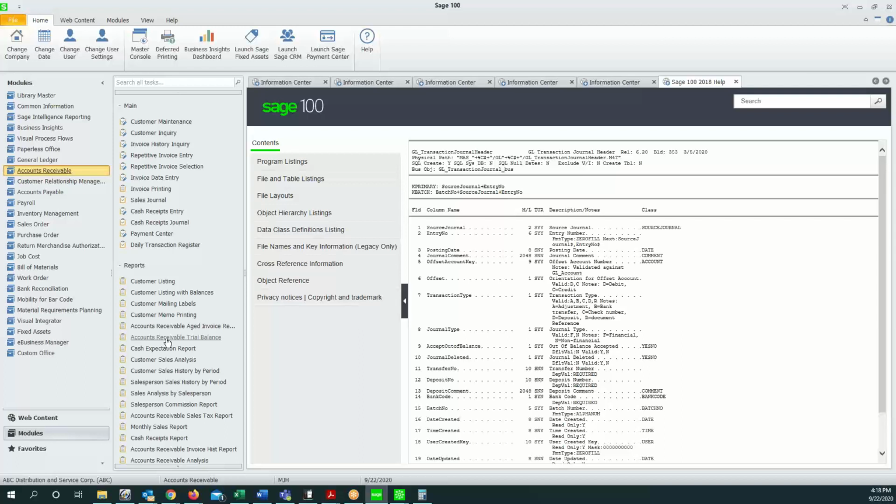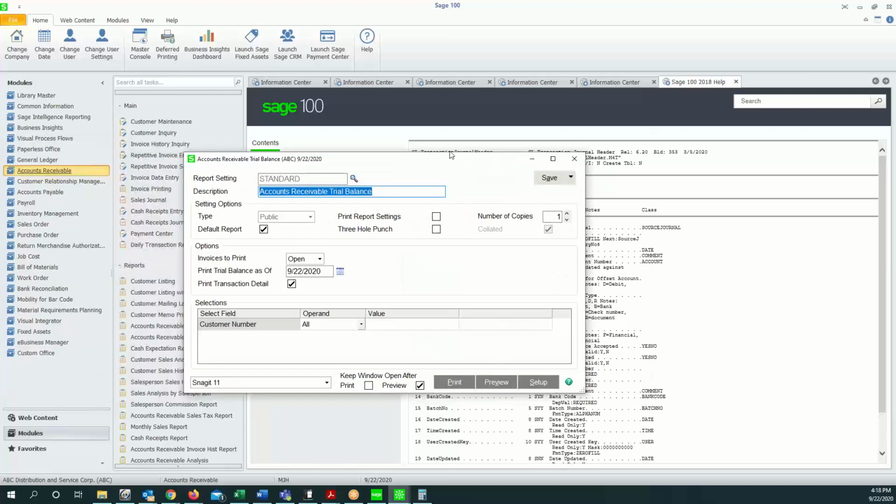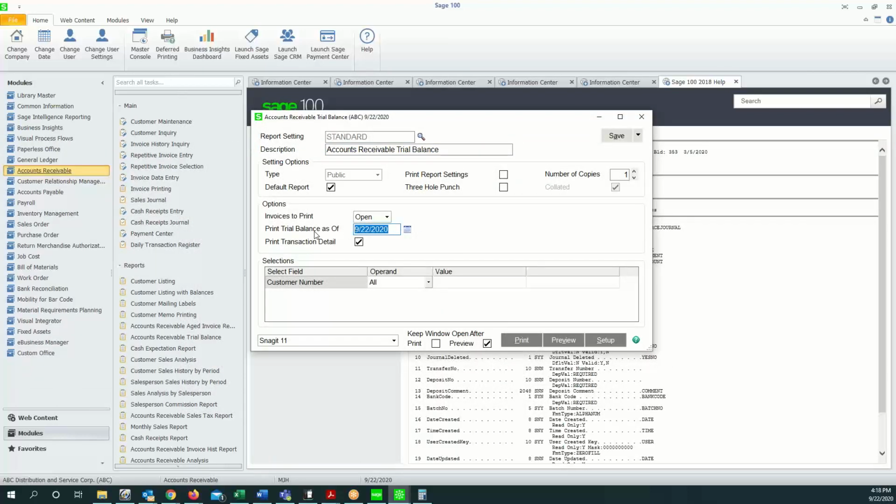So when you're considering permissions and things like that for your users, you want to make sure that the people who are responsible for the AR side or the AP side have access to this report, because this can help them find mistakes. So if I look at this trial balance report from the AR module, what we will see is a different view of the accounts receivable sales information.